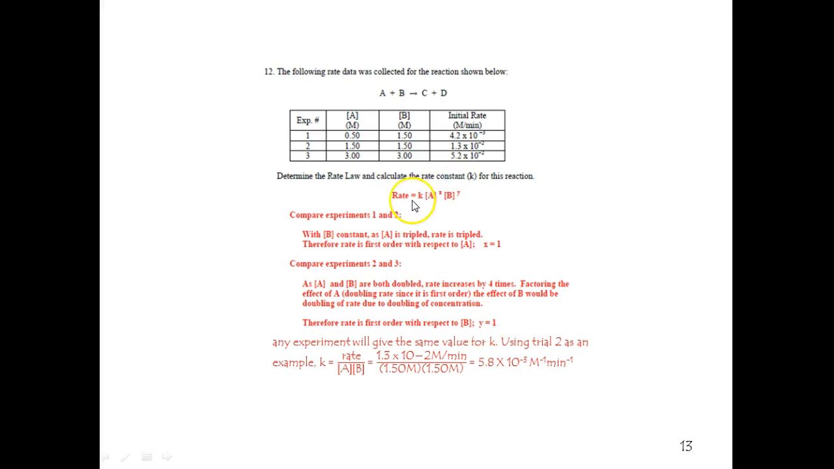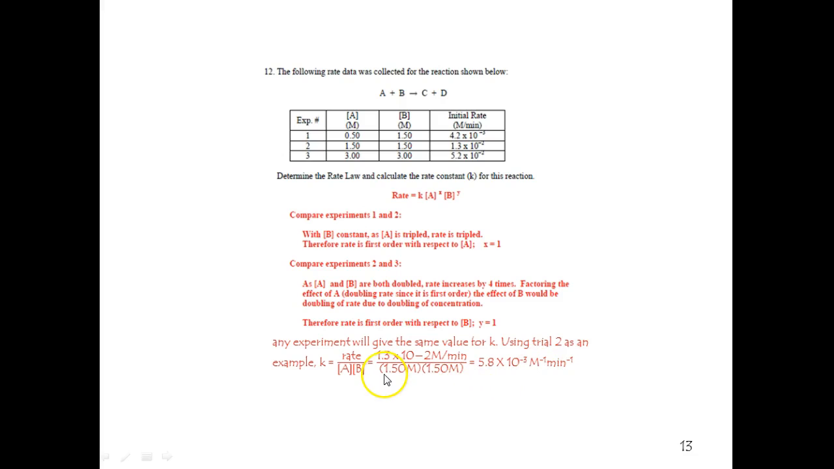Now that means rate equals k times A times B. Rearranging, we can say k equals the rate over A times B. Plug in both 1.5. Looks like they took trial 2 for some reason. And we get an answer. You should get the same answer for any of the trials. And if you had time on a test, I'd verify that. So that we get a rate constant of 0.0058 molar per minute.